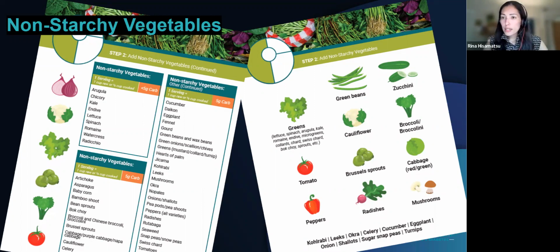So what you can see here, these are a few pages of a handout that we have created for one of the programs that we're working with in terms of recommendations for non-starchy vegetables. So look out for these handouts coming soon for MCT2D, and hopefully you'll find this useful to use with your patients during counseling.